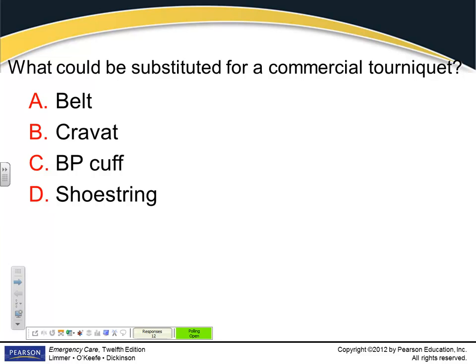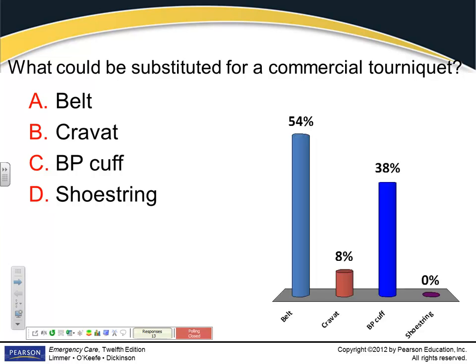Couple more, come on now. One more, take a guess. What is a cravat? A cravat, we're going to be looking at how to put on a sling and swathe later. It's just a triangle bandage that's folded down. Oh. So, good work. BP cuff. I think the answer's going to come up.